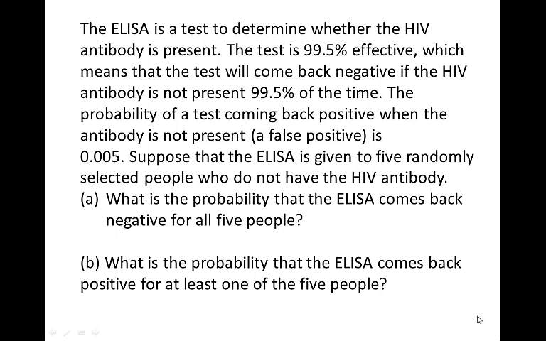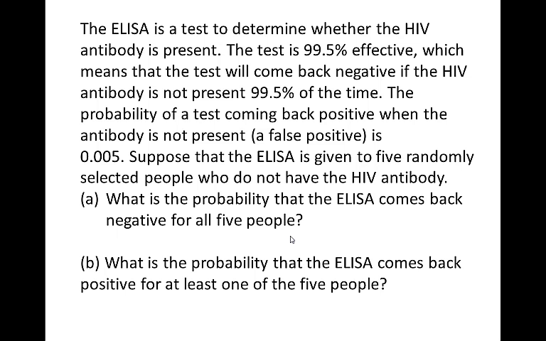Okay, we're going to look at two problems now that sort of pull a lot of stuff that we've done in probability together. See if we can do these. So this test is used to determine whether HIV antibody is present. The test is 99.5% effective, which means that the test will come back negative if the HIV antibody is not present 99.5% of the time. So the probability of a test coming back positive when the antibody is not present, a false positive, is 0.005.